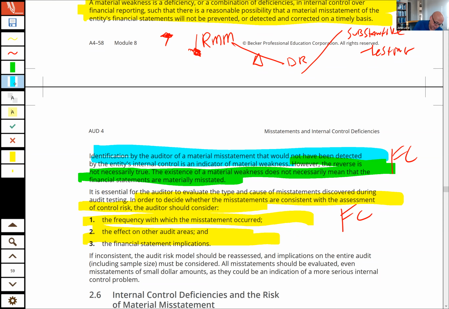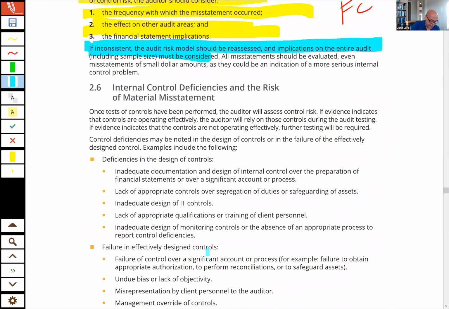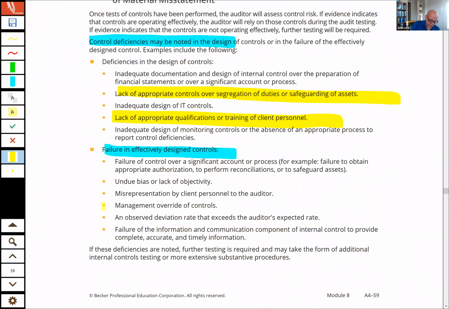Okay, if inconsistent, the audit risk model should be reassessed and the implications on the entire audit must be considered, which is basically what I just said. Okay, good. Now you come over and they start giving us ideas of the control deficiency in design and failure in effectively designing controls. And you start taking a look here: lack of appropriate controls, segregation of duties, lack of appropriate qualifications, okay? And even if you have a good design control, if management overrides it, it's not going to do as much good, is it?